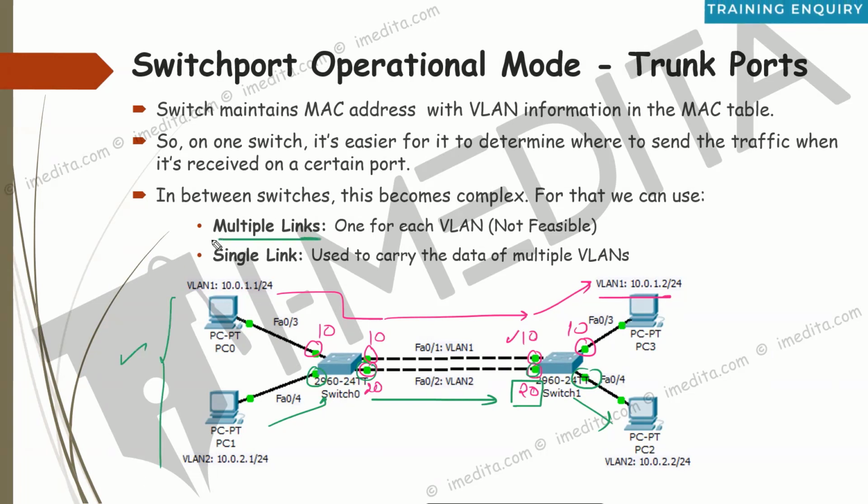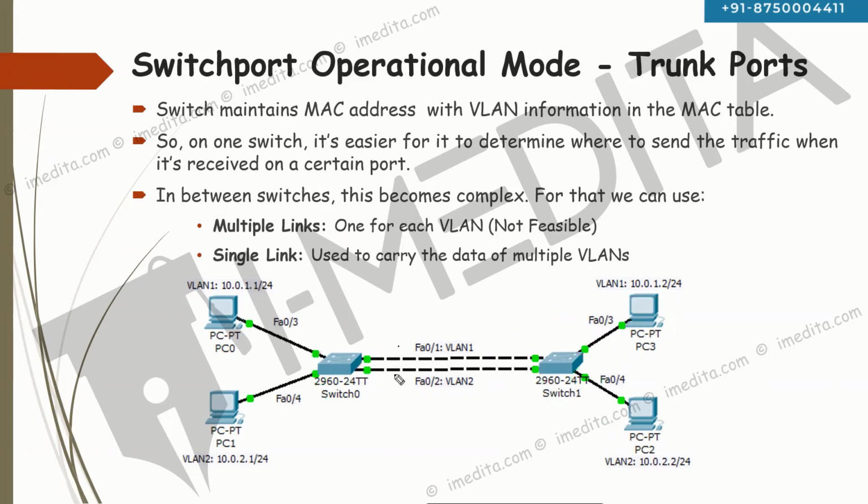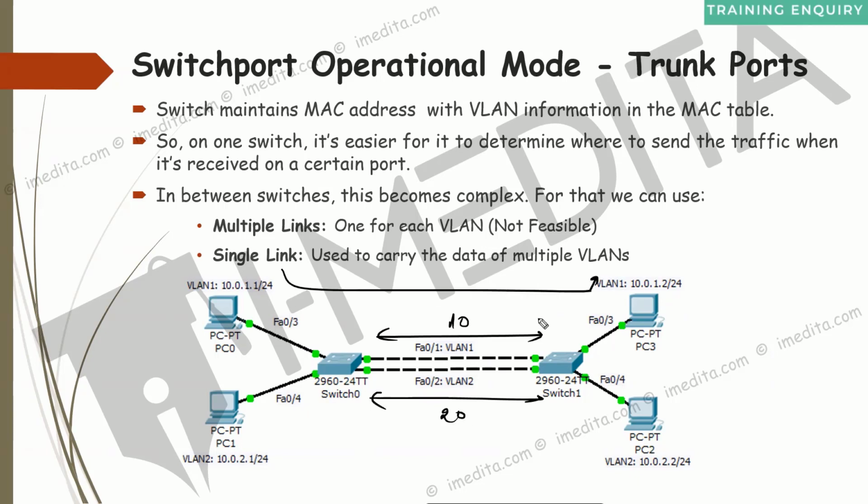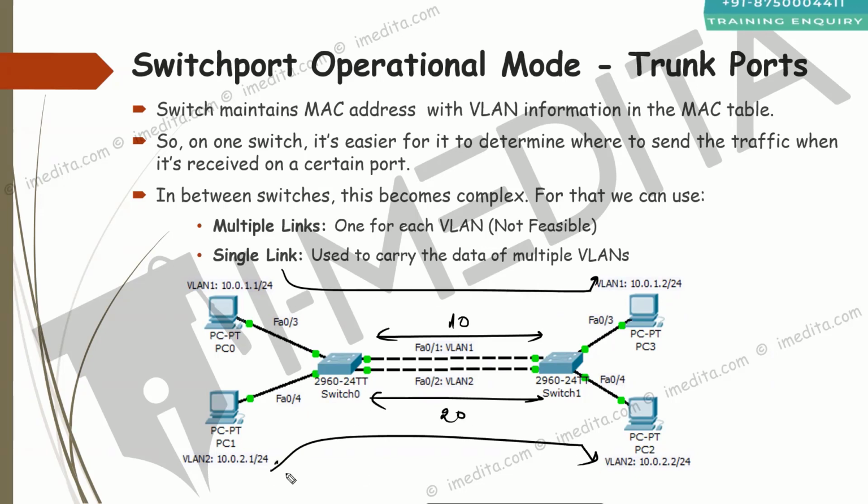So we can connect multiple links. We can have multiple links between the switches, one for each VLAN. Like we can have this link to forward the traffic for VLAN 10, and this link to forward the traffic for VLAN 20. So VLAN 10 to 10 communication and VLAN 20 to 20 communication can happen. But this technique is not very useful.